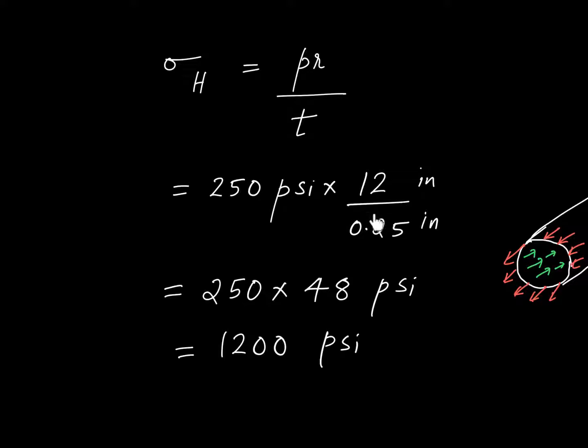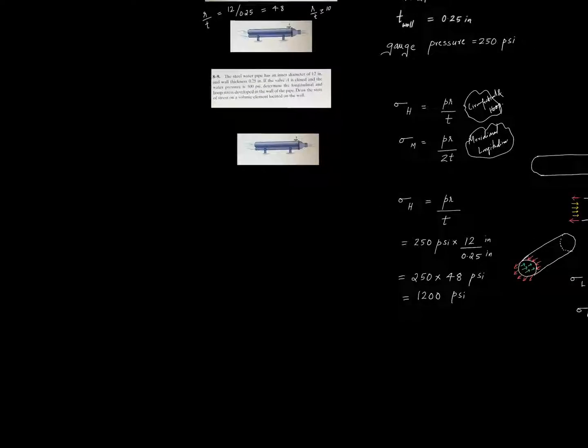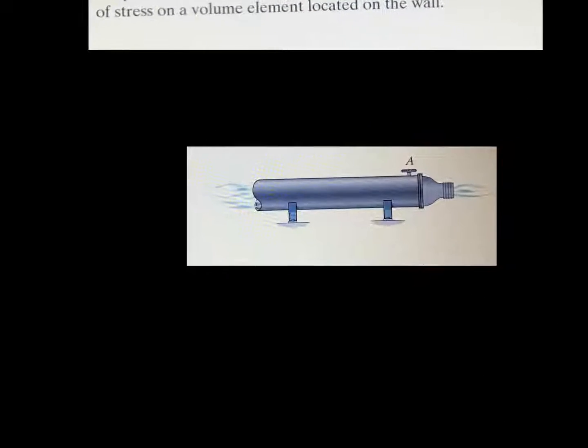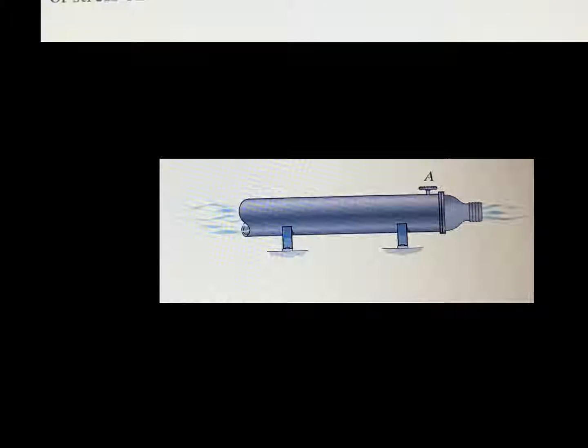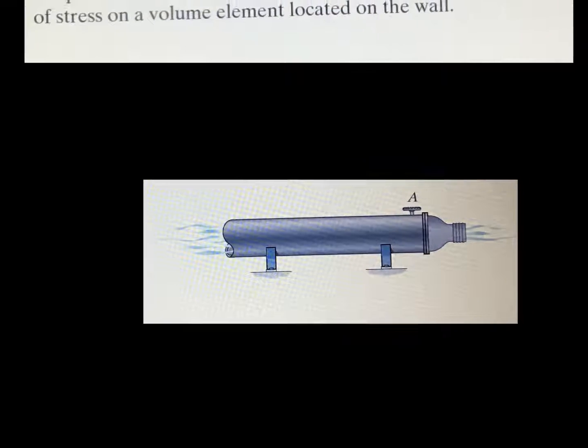The internal pressure, the radius of the pipe, the thickness of the pipe, everything is given. So simply you can plug in all these values and get the circumferential stress. Now think of another scenario. Let's say I have a wall over here. This is the wall denoted as capital A.